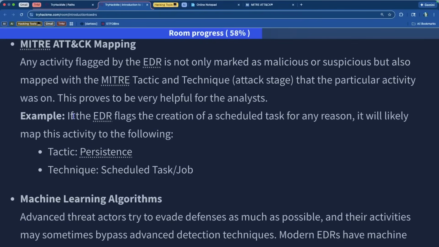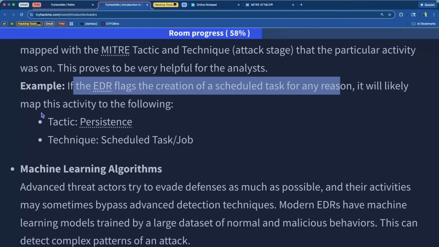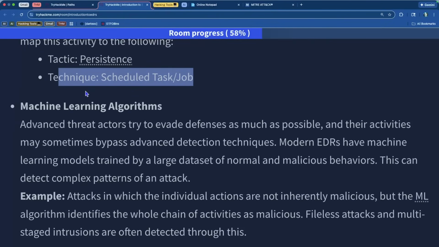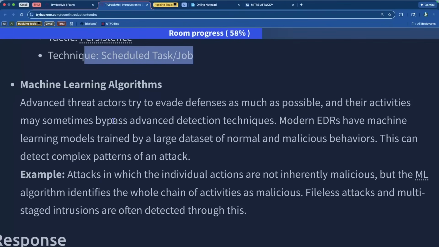So the example would be, if the EDR flags the creation of a scheduled task for any reason, it will likely map this activity to the following: the persistence tactic, scheduled task/job technique, I should say. So persistence tactic, scheduled task/job technique.